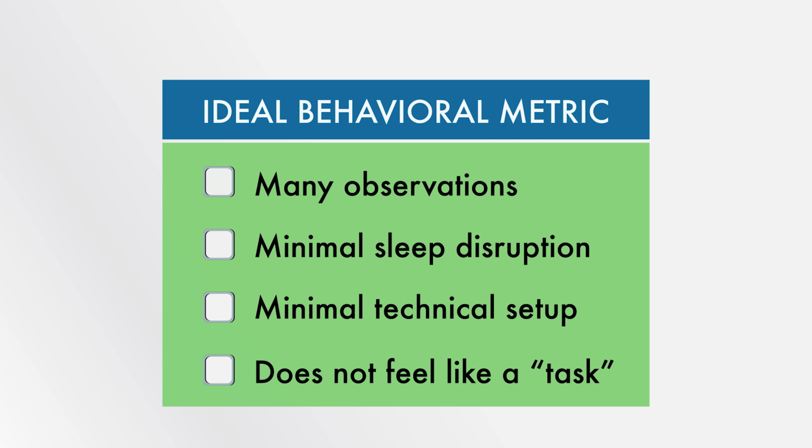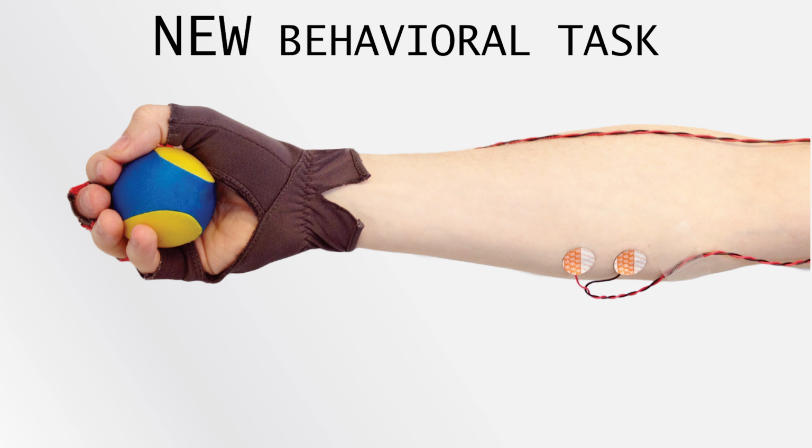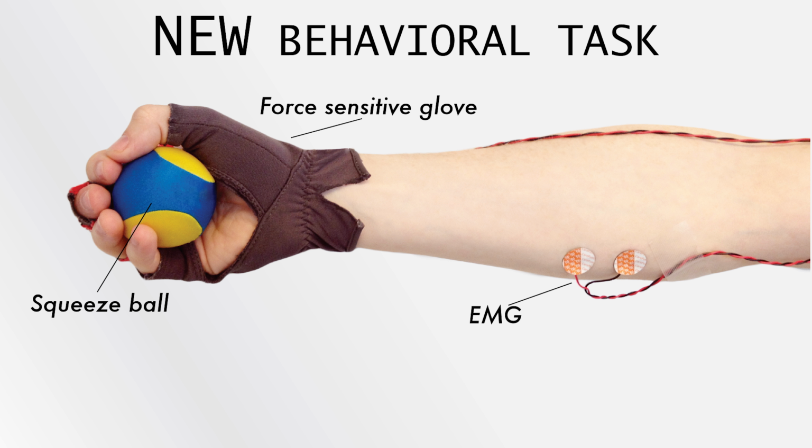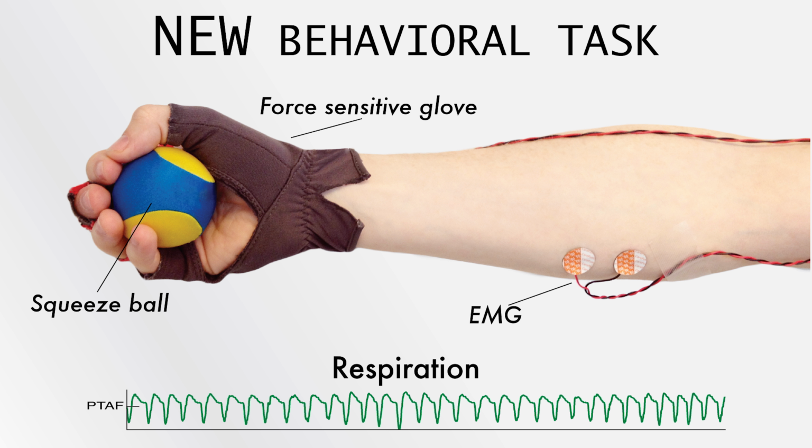To achieve the aims of finding this ideal behavioral metric, we came up with a new technical setup and a new task in which the subject was given a squeeze ball. EMG sensors were placed on the muscle responsible for finger movement, and finger motion was further confirmed by mechanical sensors on a glove. The subject's breathing was tracked using standard clinical respiratory sensors like PTAF, airflow, and abdominal belts.